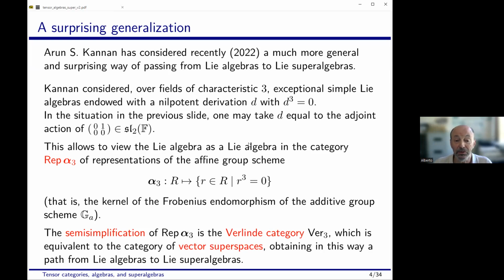And this way, he was able to deal with all these new exceptional Lie superalgebras that had appeared in dimension 3 and 5, contragredient Lie superalgebras, finite dimensional. Everything here will be finite dimensional. So I would like to show a little bit what's going on and how one can move from algebras to superalgebras, not only for Lie algebras to get Lie superalgebras, but for other varieties of non-associative algebras. I mean, not necessarily associative algebras.